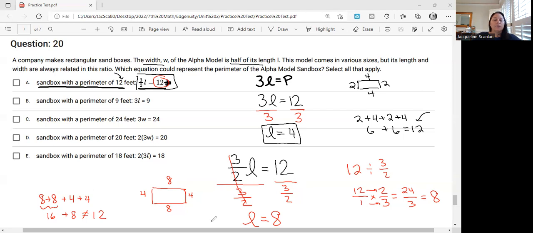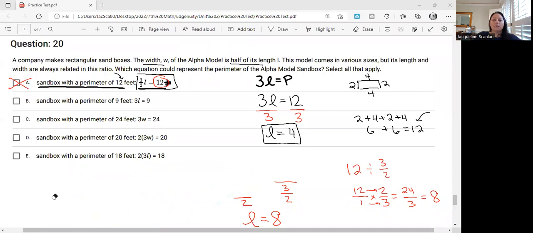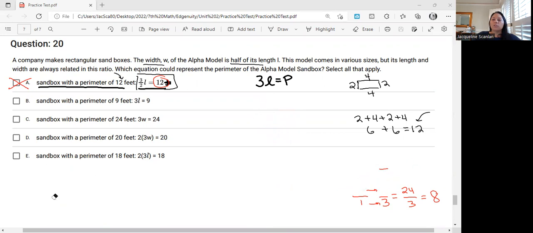Okay, so the perimeter did not match with that equation, therefore A cannot be the right answer. Geez, that's a lot of work. Okay, let's try letter B. So A didn't work. Let's look at B. Maybe this will get easier with every one I do. So now, again, I'm just going to leave our target equation. Our target equation is 3L equals P.